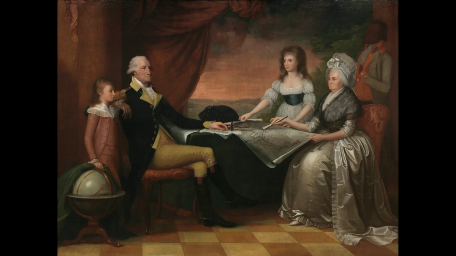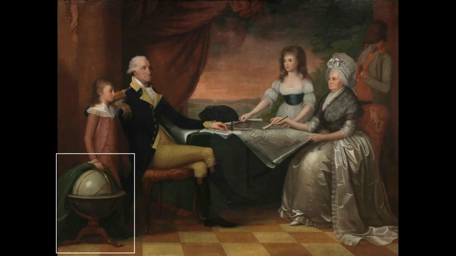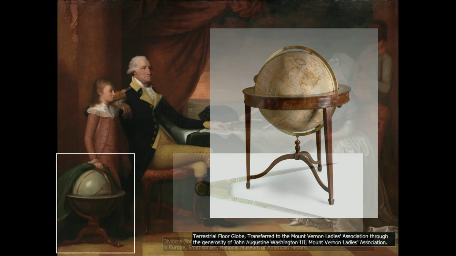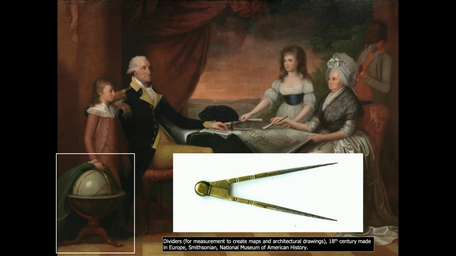The artist positions step-grandson George Washington Parke Custis, also known as Wash, at the threshold of the painting. The boy's hand rests on a terrestrial globe supported by a mahogany base. Likely, it's the one that was found in Washington's study. Wash also grasps a divider, which was a tool of measurement used to draft maps and architectural drawings.